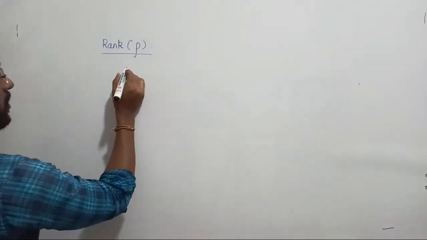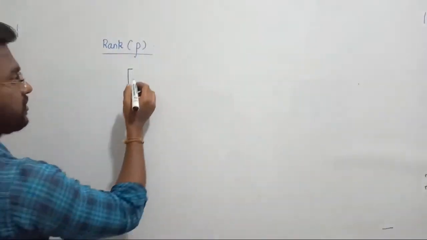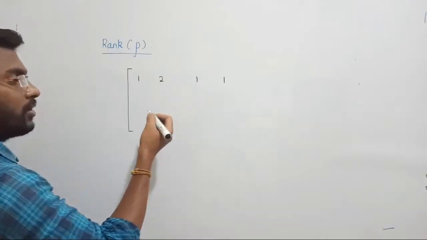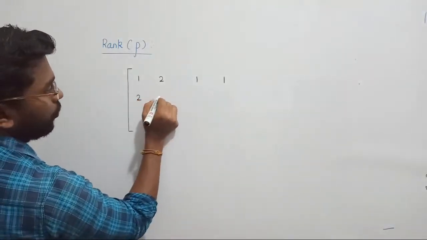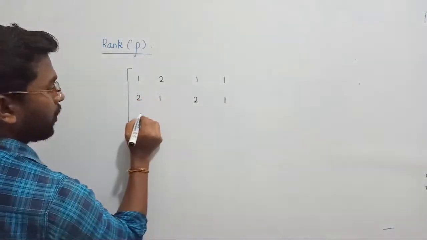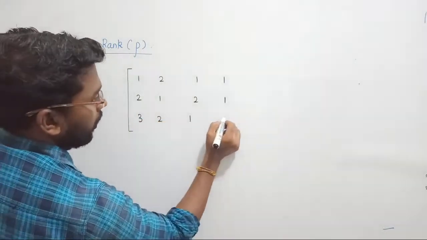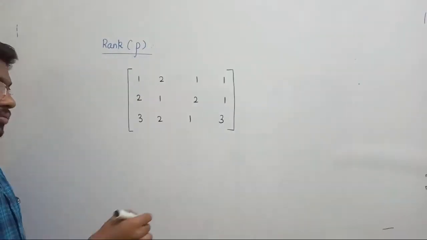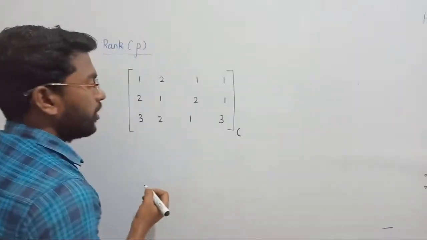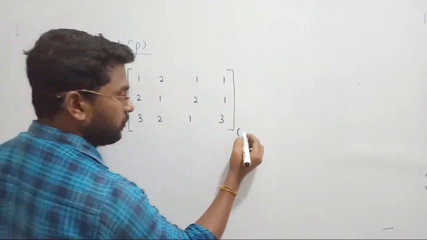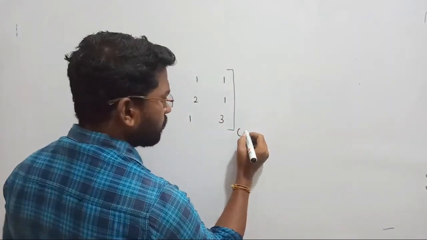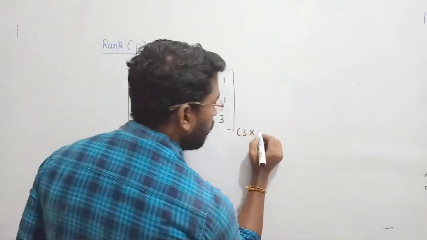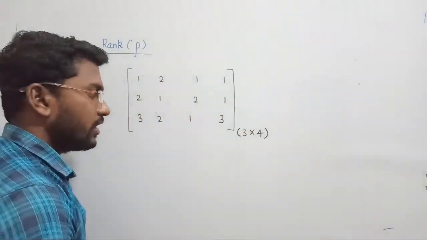Shall we proceed? Take some other examples. Let us take some 3 cross 3 matrix. 1, 2, 1, 1. I mean non-square matrix, right? So 2, 1, 2, 1. Let us select 3, 2, 1, 3. Okay, that's enough. Now what am I going to do? The thing is, the order of the matrix. How many rows are there? 1, 2, 3. Sorry, guys. 3 cross. How many columns are there? 1, 2, 3, 4. I have 4 columns. So there is going to be a 3 cross 4 matrix.